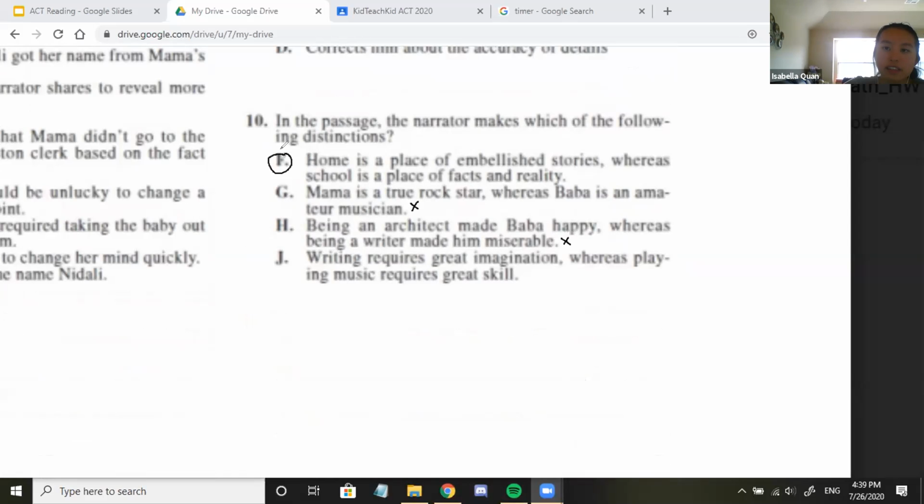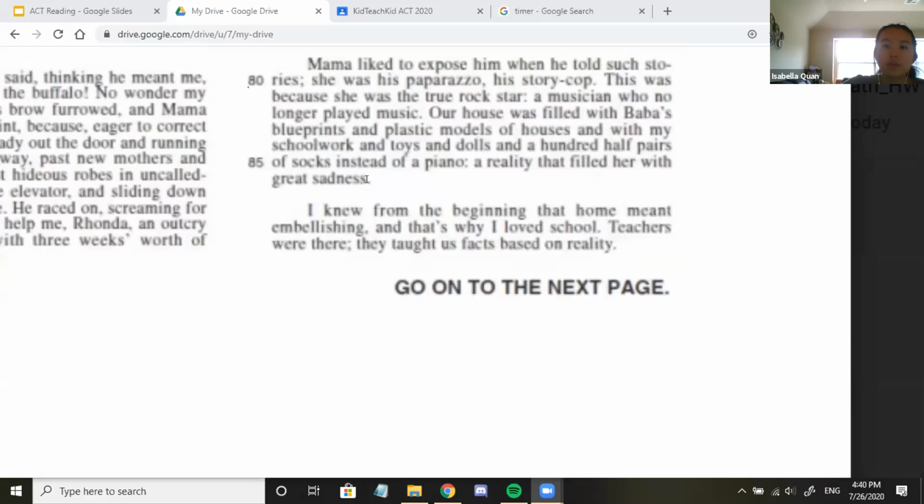But if you want to find the actual evidence that shows that it's F, then look no further than the last line. I knew from the beginning that home meant embellishing. Dad likes to tell stories, and that's why I loved school. Teachers were there. They taught us facts based on reality. She wants to hear facts. She doesn't want to hear any more exaggeration.